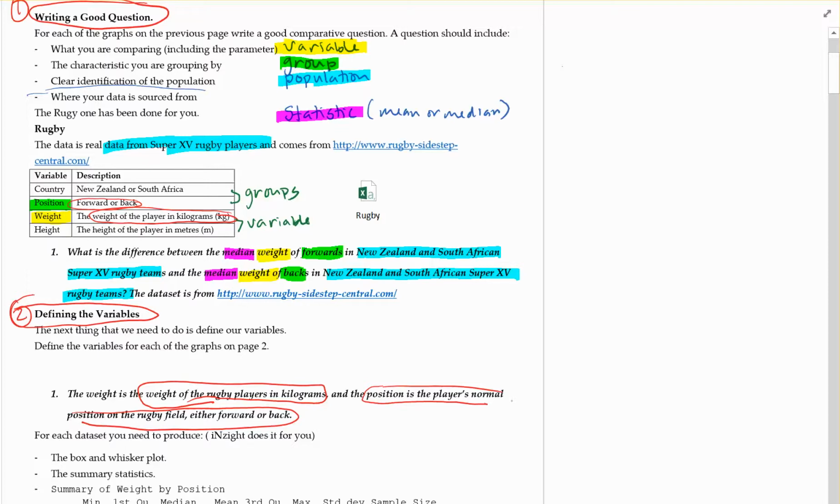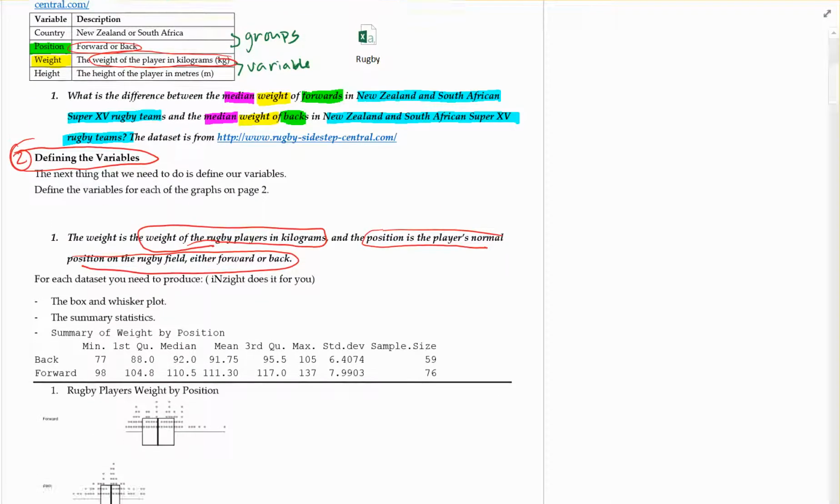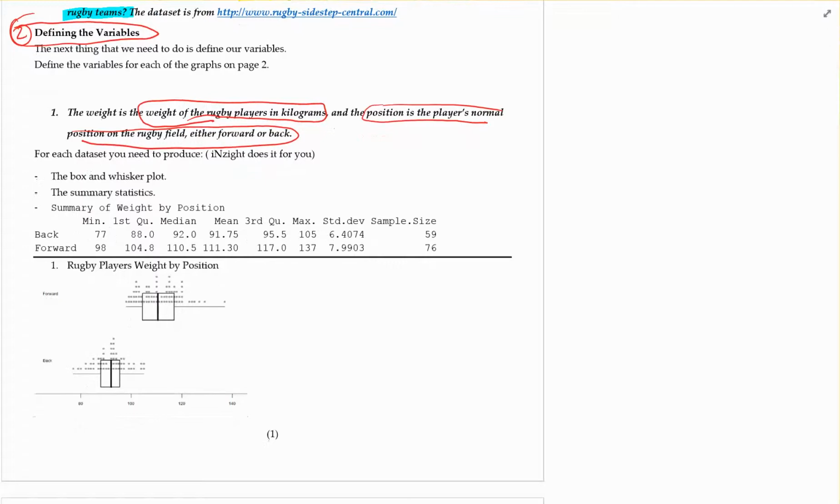And so this is helping clarify exactly what your report's going to be about. So you're looking at comparing the weight of rugby players, and you're comparing those that play forward compared to those that play back. And in this case in particular as well, we're looking at New Zealand and South African Super Rugby players. So the next thing for us is then going to be looking at our analysis and our data set. So we'll get started on that next.